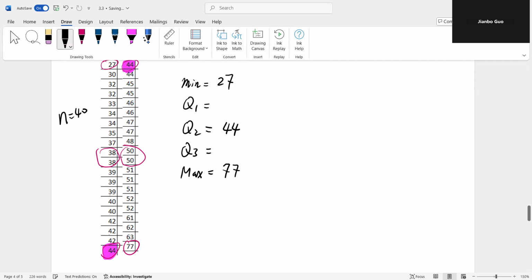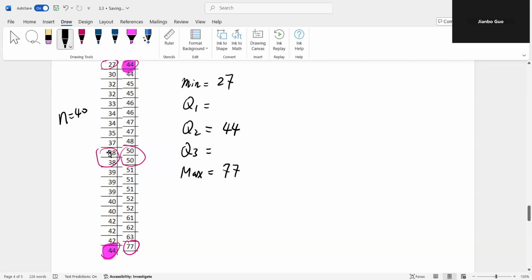All right. What is Q sub 1? The lower quartile Q sub 1 is the median of the lower half of the data set. The data set happens to have 40 values. 40 is an even number. So as you can see, the first column is the lower half, and the second column is the upper half. So how do we find Q sub 1? Q sub 1 is the median of the lower half. Look at the first column, the lower half.